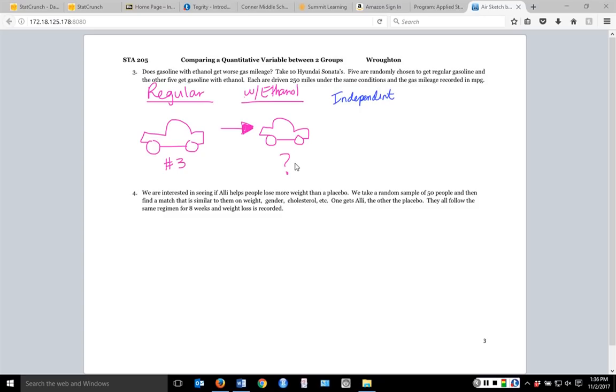And let's write out the reason why, and then I'll explain a little bit more. So there is no known reason to match a certain one with regular gas to a certain one with ethanol.